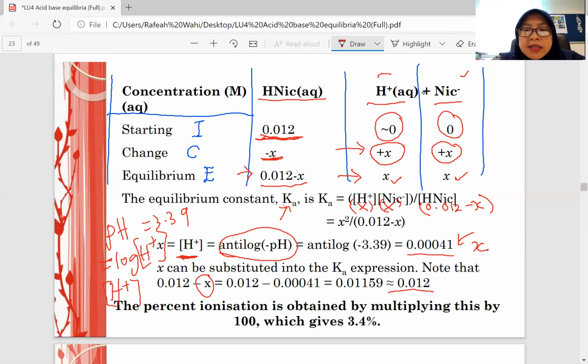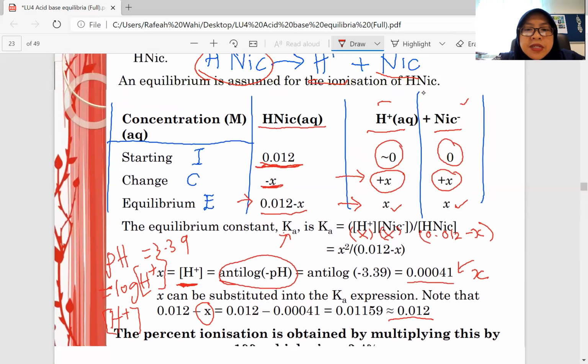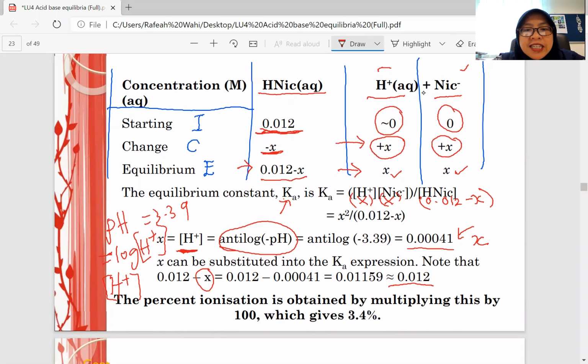Here, the question is asking you to find the Ka. So after you substitute all the information that you have, including x, into the Ka expression, you get the Ka, which is 0.012. Now you have your answer.